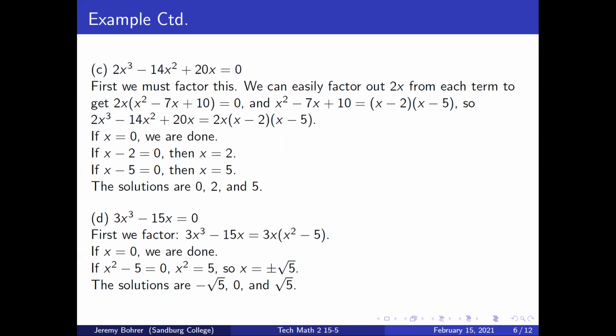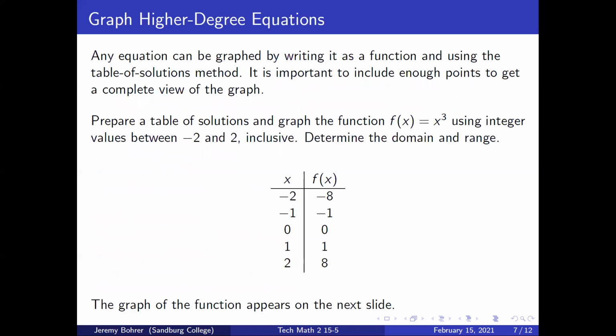The solutions are negative square root of 5, 0, and square root of 5. Any equation can be graphed by writing it as a function and using the table of solutions method. It is important to include enough points to get a complete view of the graph.